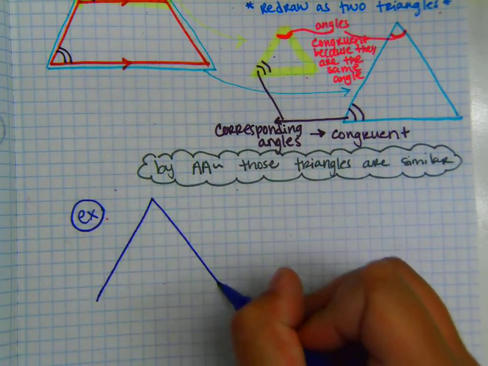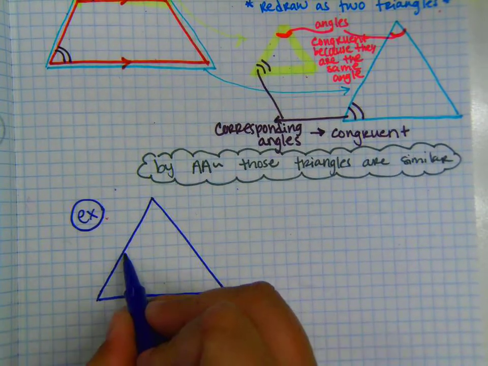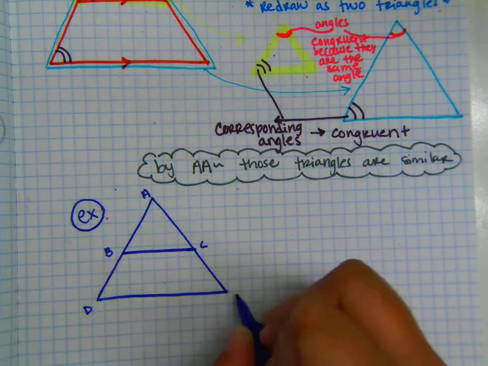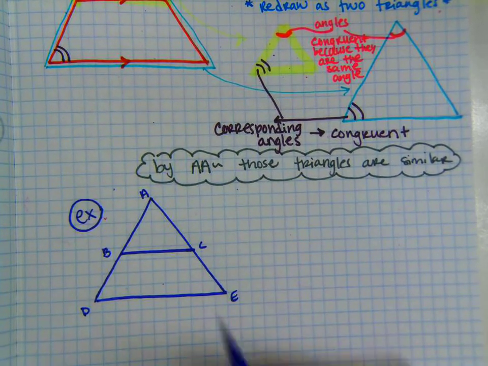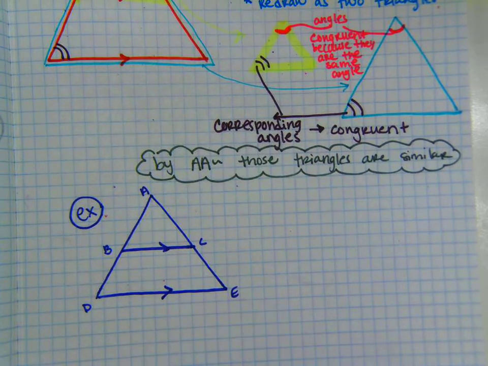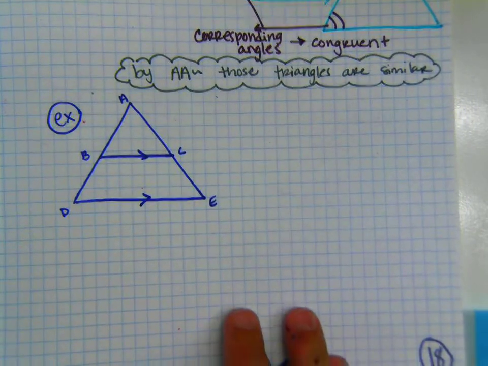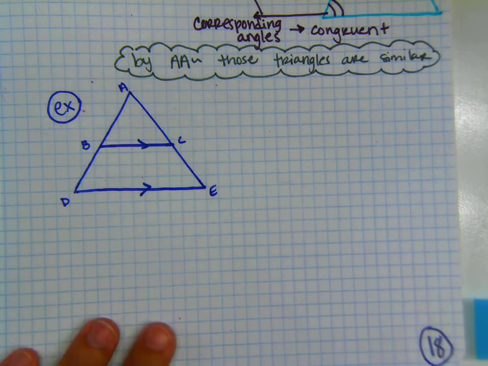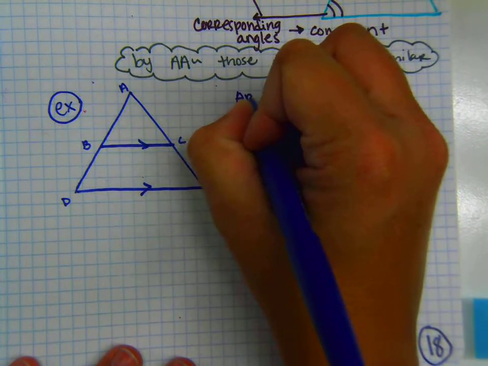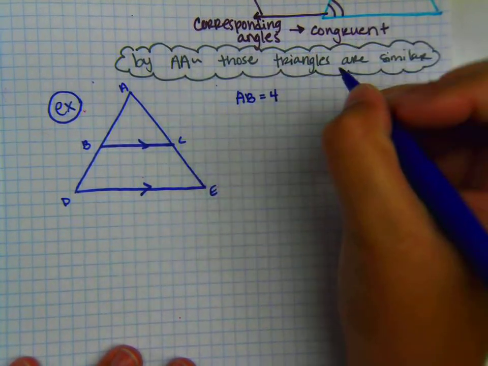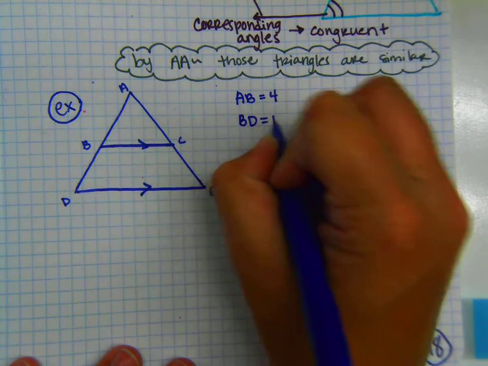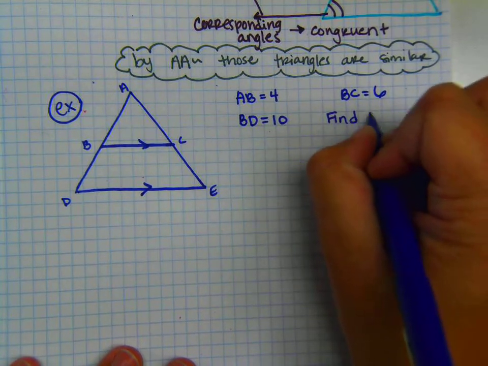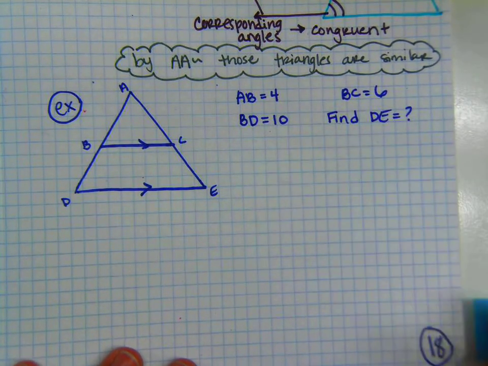Just like in that first picture, we're going to have a triangle and we're going to have embedded triangles. And let's just go ahead and label these A, B, C, D, E. We know we have parallel lines. And then I'm going to give you that AB is 4, BD is 10, BC is 6, and I want you to find DE. Okay?